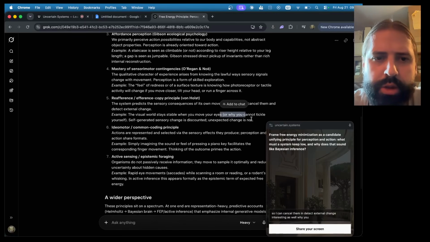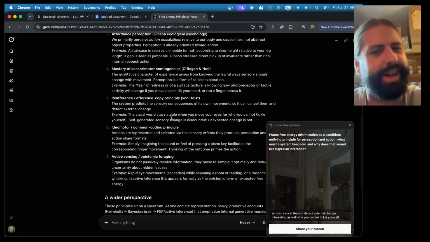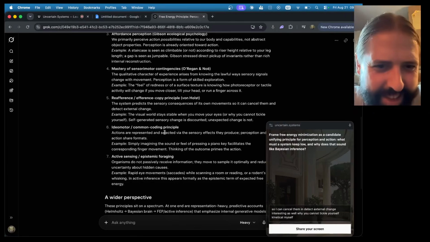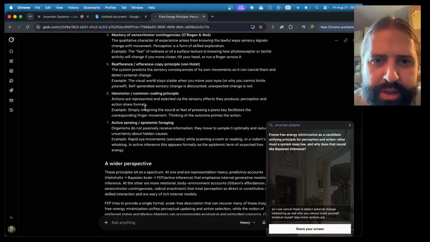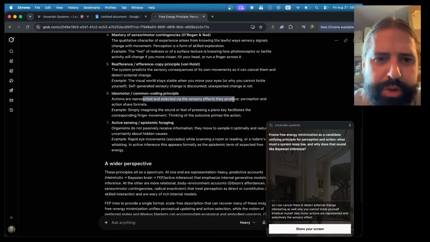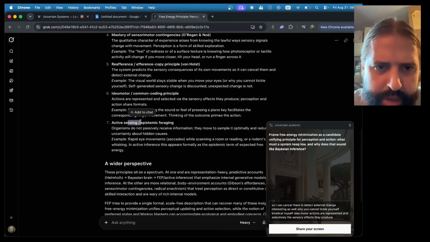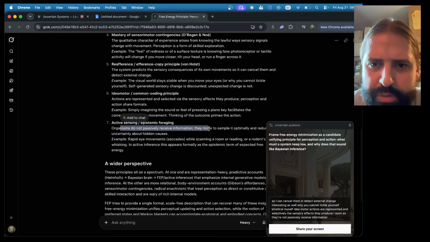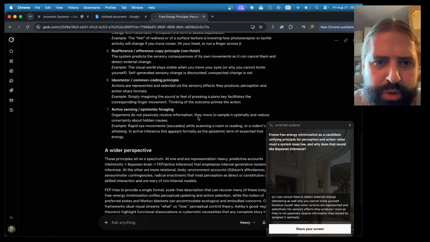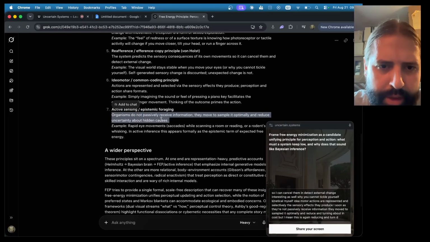Why you cannot tickle yourself. Can I tickle myself? Ideomotor: actions are represented and selected via the sensory effects they produce. Active sensing: agents do not passively receive information. They move to sample it optimally and reduce uncertainty about hidden causes. But I mean, this is again reducing uncertainty.